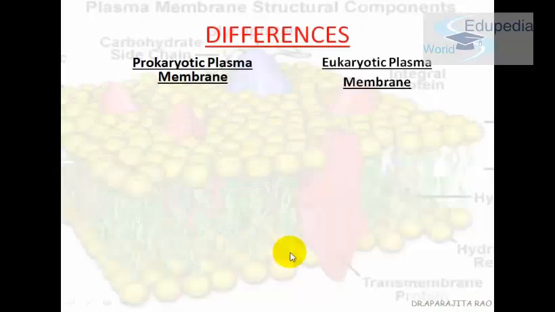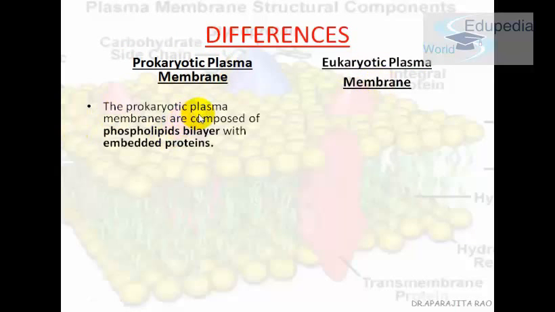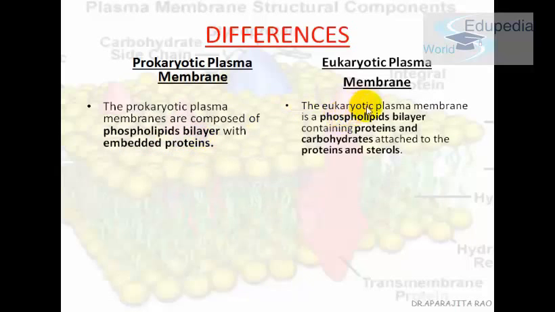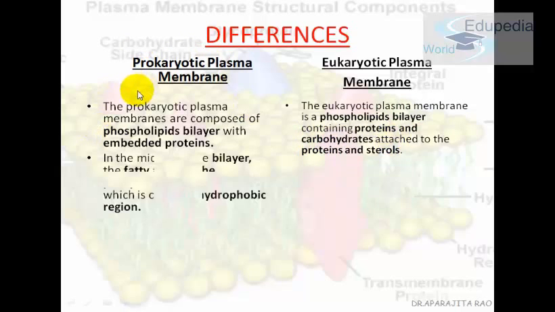Now we have already done what prokaryotic cells and eukaryotic cells are. So today we'll do the difference between a prokaryotic plasma membrane and a eukaryotic plasma membrane. In a prokaryotic plasma membrane, there is a phospholipid bilayer and there are proteins. That's it. But a eukaryotic plasma membrane is obviously supposed to be more advanced. So there is a phospholipid bilayer, proteins, and in addition, carbohydrates, which are absent in prokaryotes.